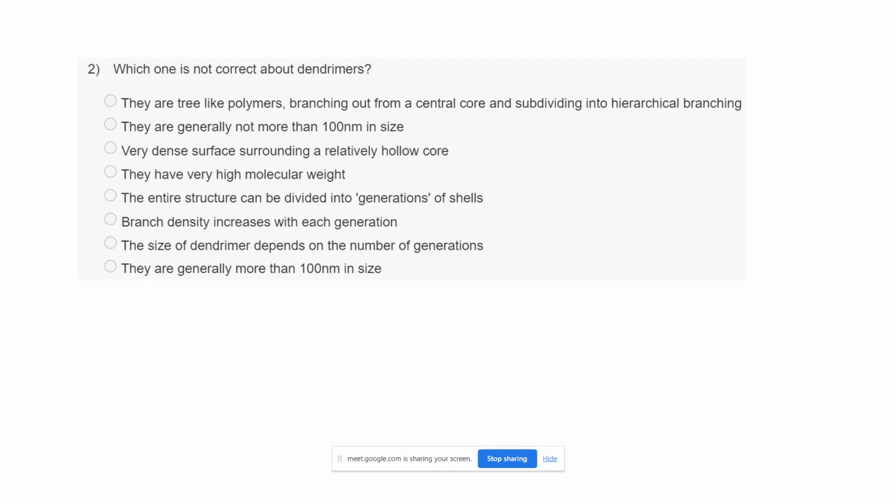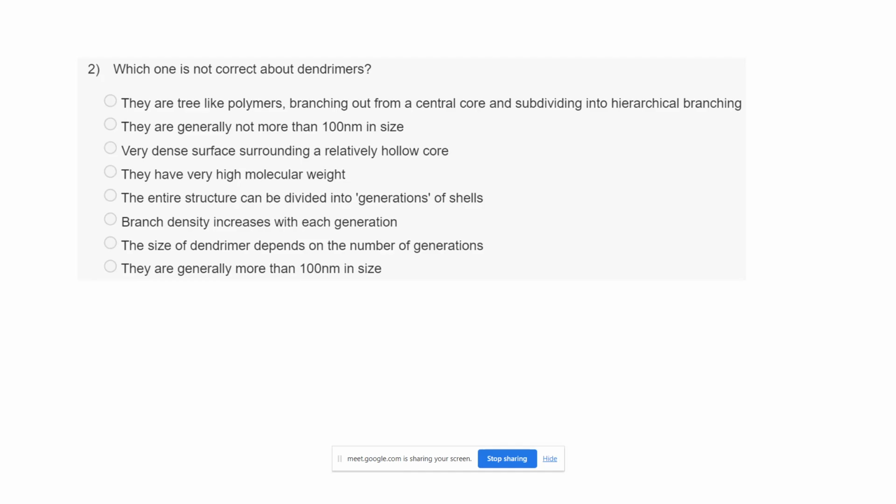They are tree-like polymers branching out from a central core and subdividing into hierarchical branching. They are generally not more than 100 nanometer in size, very dense surface surrounding a relatively hollow core. They have very high molecular weight. The entire structure can be divided into generations of shells. Branch density increases with each generation. The size of dendrimer depends on the number of generations. They are generally more than 100 nanometer in size.